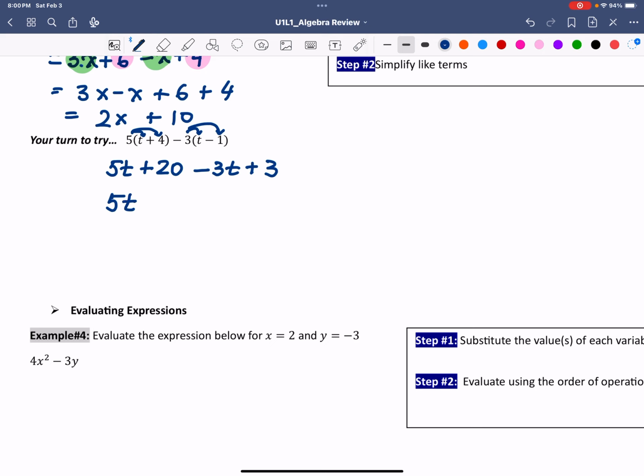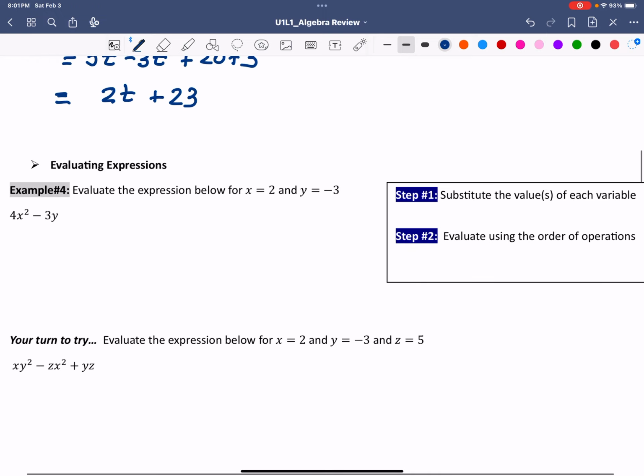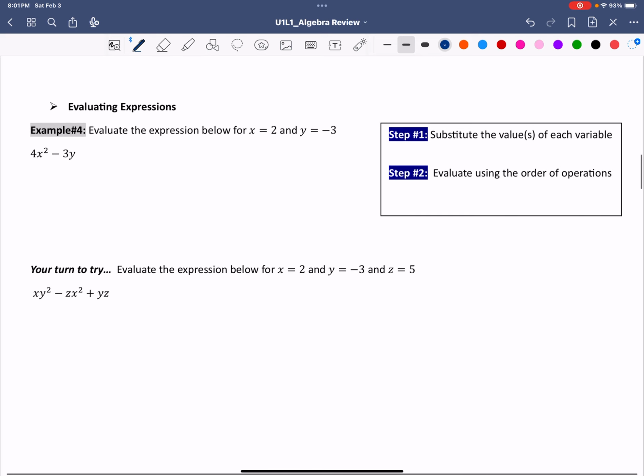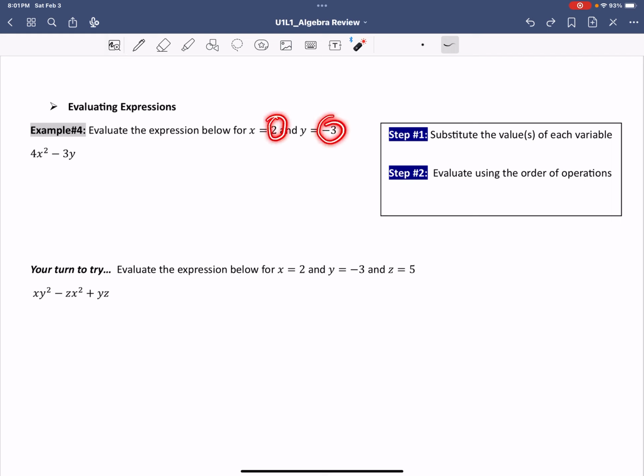So 5t minus 3t, like terms, plus 20 plus 3, like terms. 5t minus 3t equals 2t plus 23. So in the next exercise, we're evaluating a polynomial expression. To evaluate a polynomial expression, we substitute the value of each variable by the numerical value and then evaluate by using the order of operations or BEDMAS.